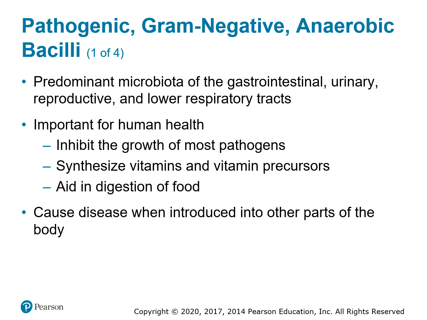All right, some pathogenic gram-negative anaerobic bacilli. These are mostly found in the microbiota of your gastrointestinal, urinary, reproductive, and lower respiratory tracts. These are actually important for human health. They inhibit the growth of most of your other pathogens. They synthesize vitamins and vitamin precursors, and they aid in the digestion of food. But if they get into a part of the body where they're not supposed to be, then they can cause disease.